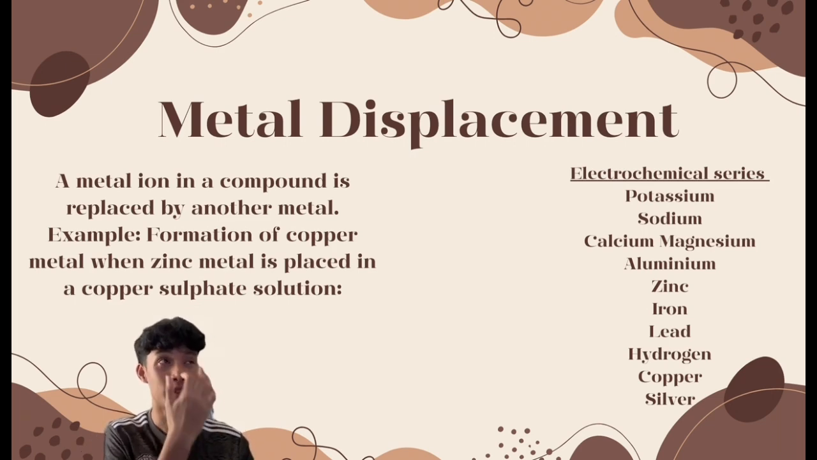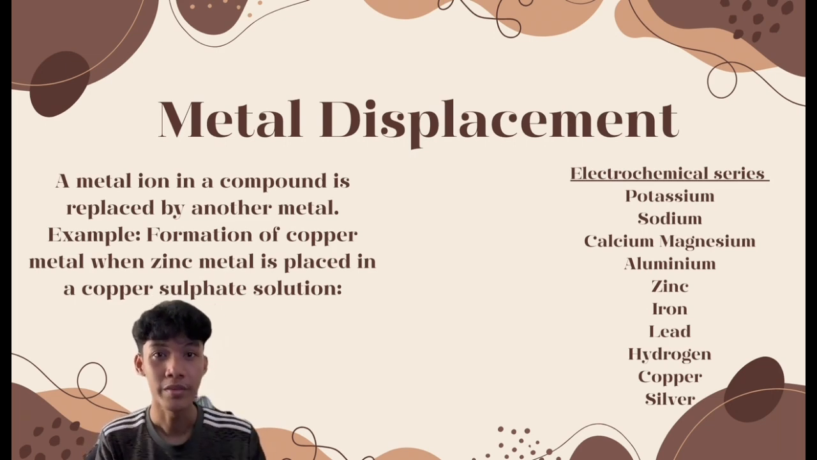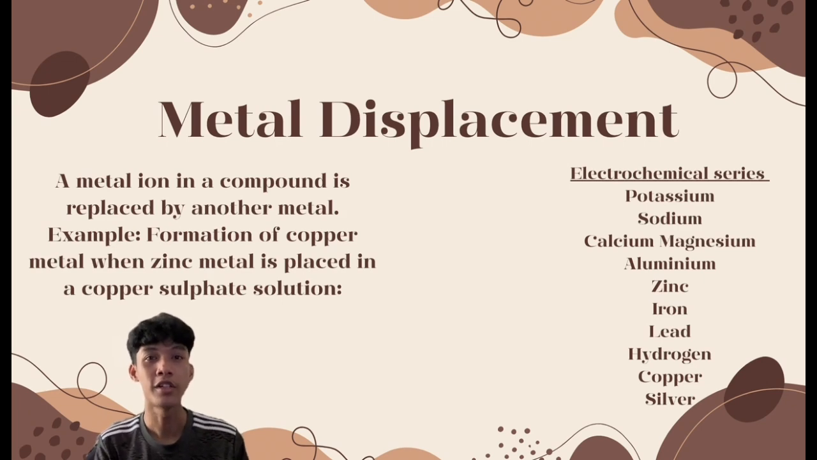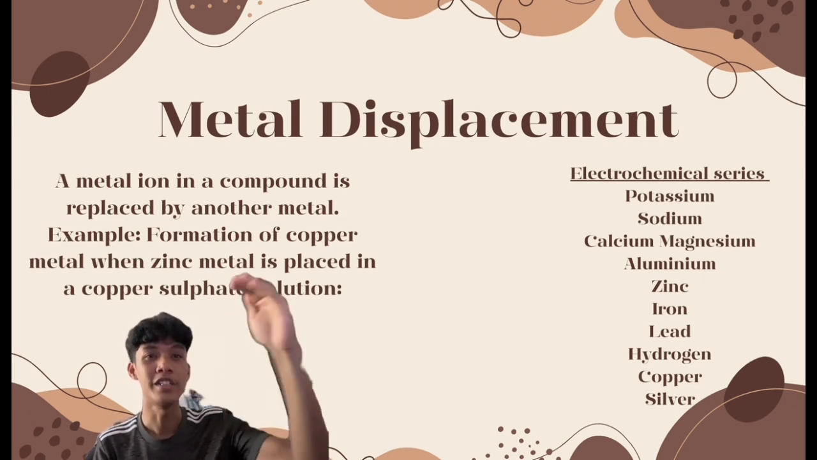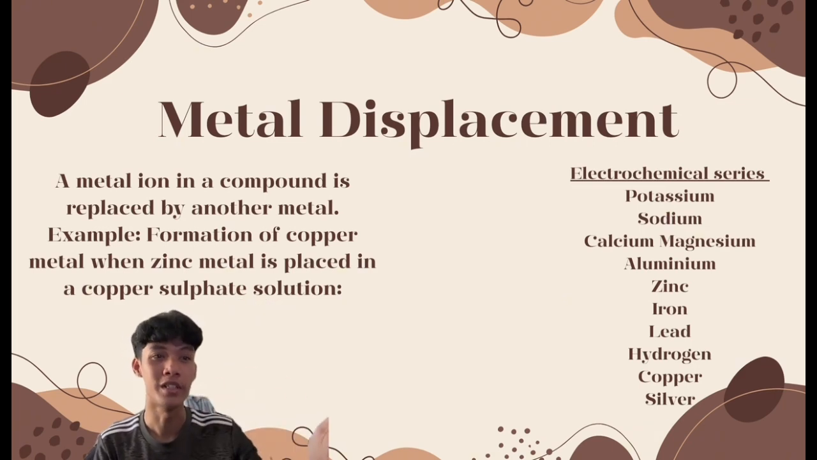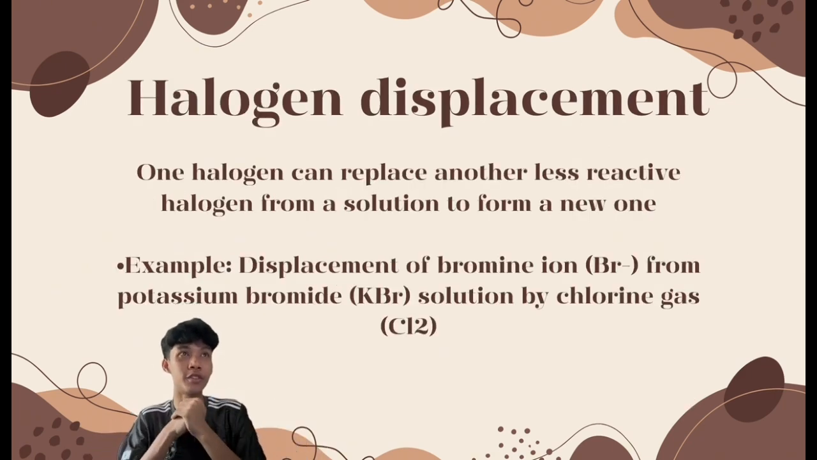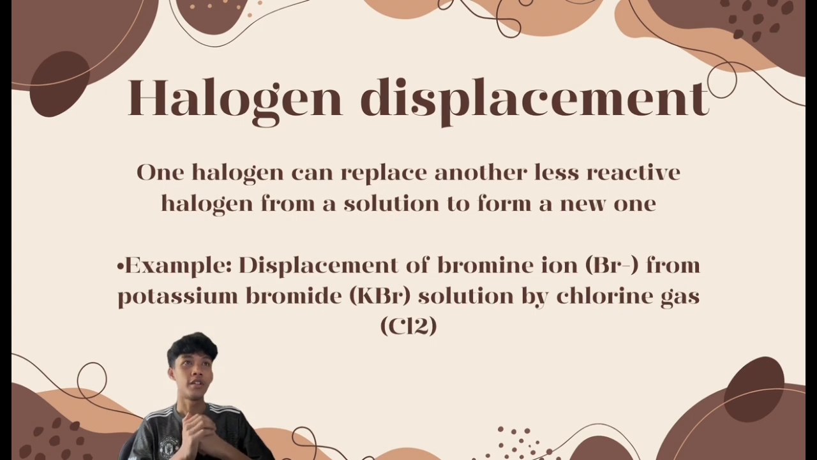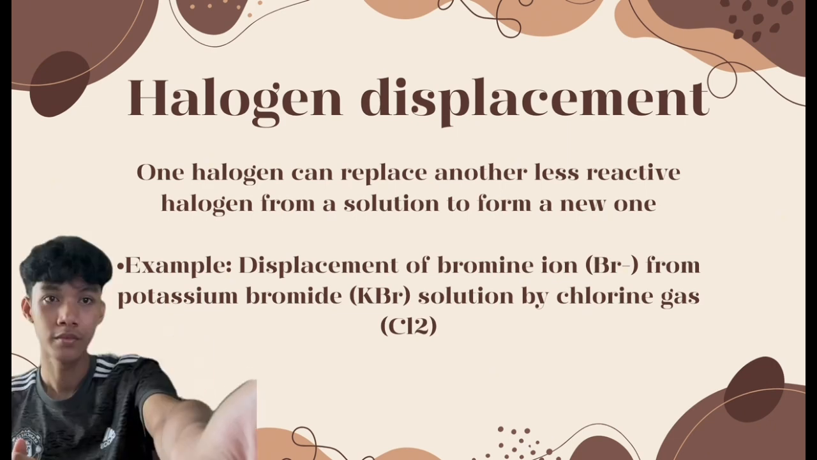Okay, next we look at the electrochemical series. The electrochemical series is easy to understand because the higher in the series, the more reactive it will be. Alright, next we go to halogen displacement. One halogen can replace another less reactive halogen from a solution to form a new one. Example, displacement of bromide ion from potassium bromide solution by chlorine gas.